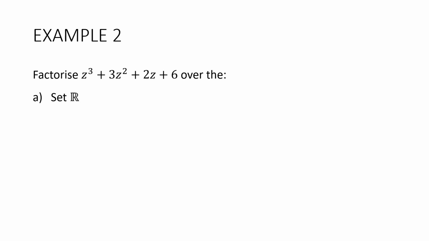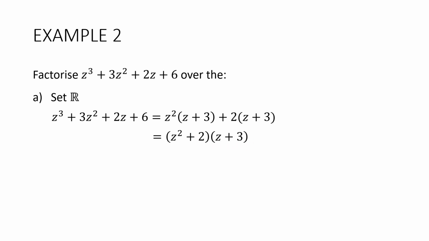And example 2. Factorize z cubed plus 3z squared plus 2z plus 6 over the set of real numbers. Now we could do this by long division, but it's actually much easier just to factorize by finding a common factor of the first two terms and then a common factor of the second two terms, like this. Now we can see z plus 3 is a common factor of both, and there's the factorization. So that's factorizing it over the set of real numbers.